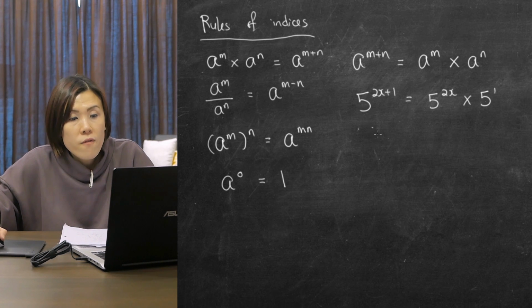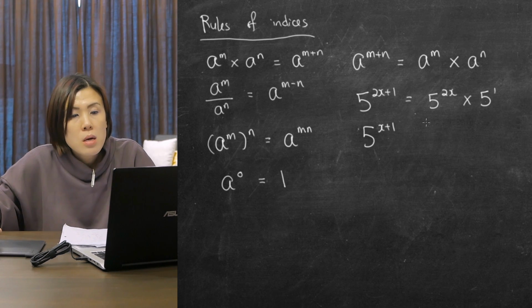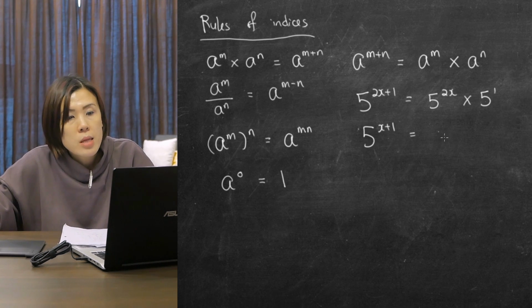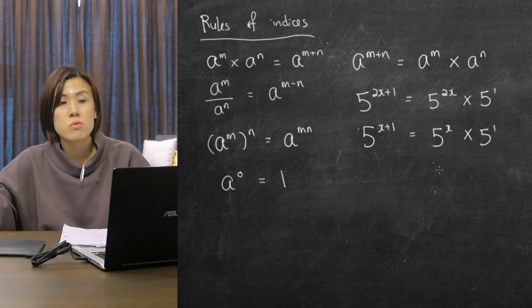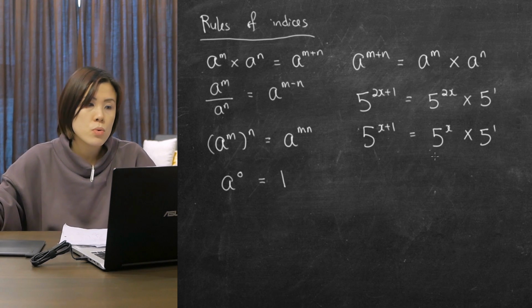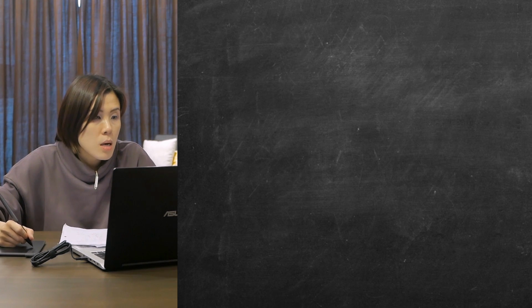And when we have 5 to the power of x plus 1, this again can be broken down as 5 to the power of x times 5 to the power of 1. So this is what I am going to do to the equation I show you guys in example 2. Okay, let's go back to example 2.